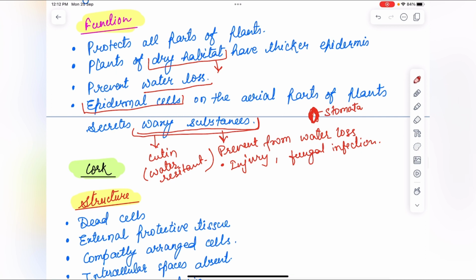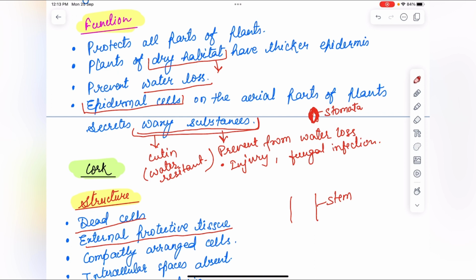Next is cork. These cork cells are dead cells, and they provide external protective tissue. Actually, this is the cork cell, one of the many layers of bark. It is present on the stem. Between the cork and primary phloem, the cork cambium is a lateral meristem and is responsible for the secondary growth that replaces the epidermis in the roots and stem.